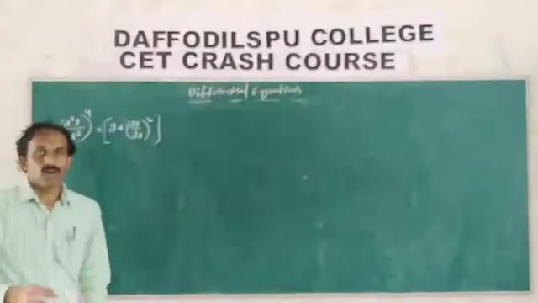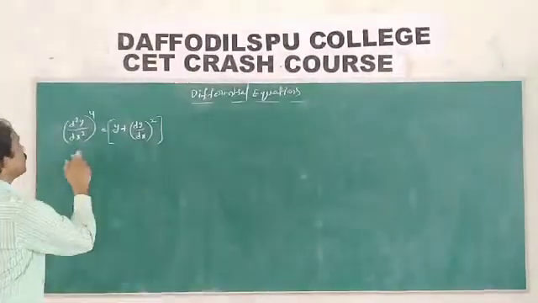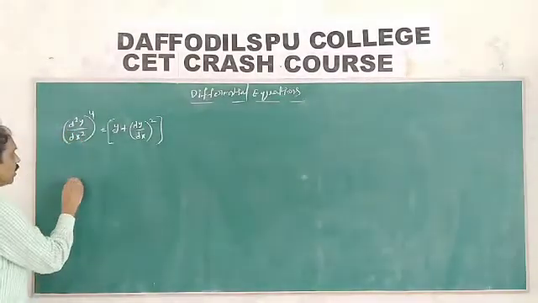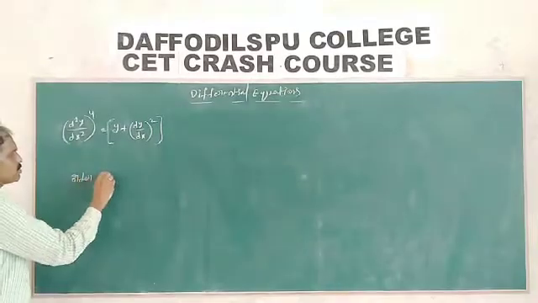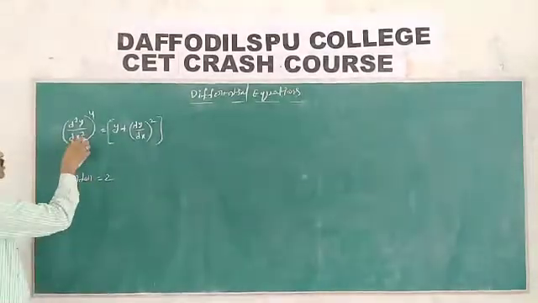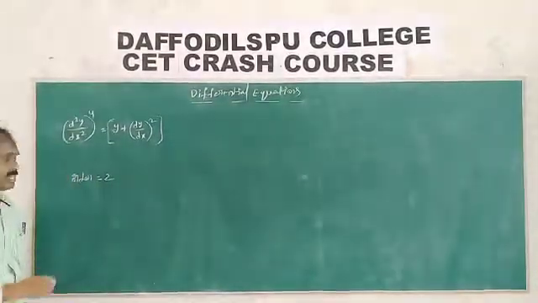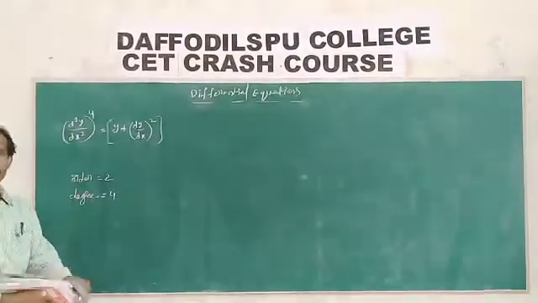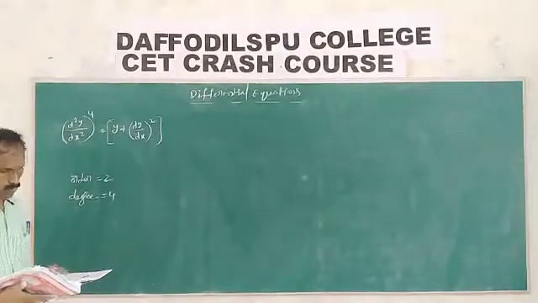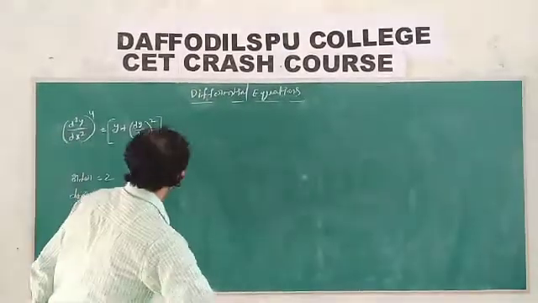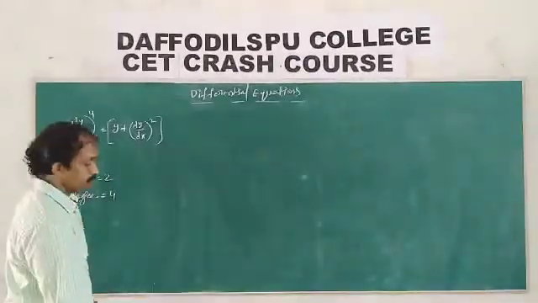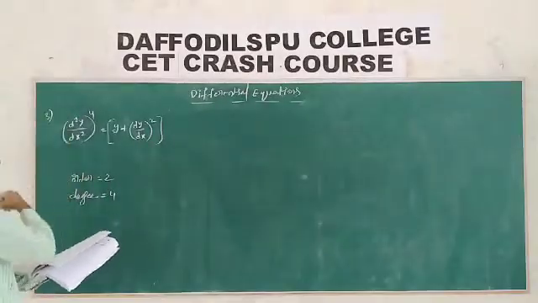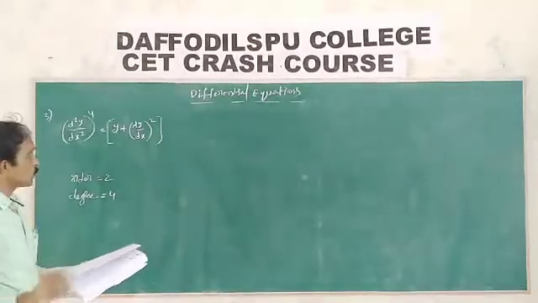What is order? Highest derivative. Here in this equation, what is the highest derivative? This is the highest derivative, right? Order is clearly 2. What is degree? The power of the highest derivative is called its degree. Therefore, its degree is equal to 4. Order 2, degree 4. The fourth option is the correct answer, right? This is the third problem. Next, the fourth one.